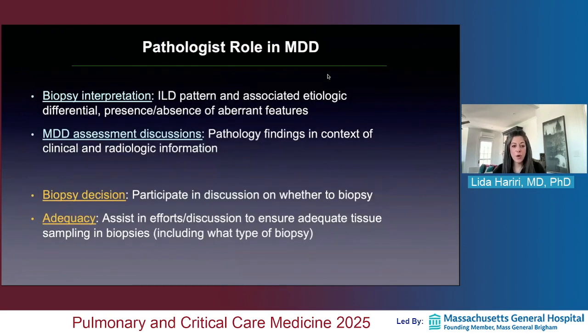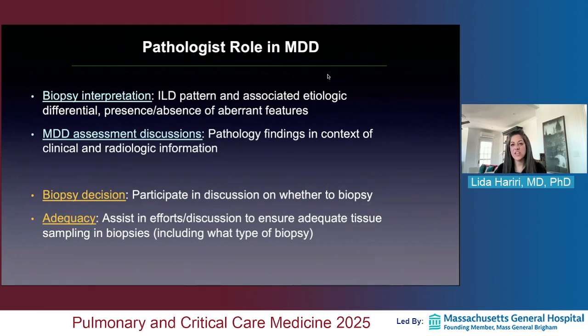Okay, so now the role of the pathologist in MDD. I think there's the classical things that we've always thought about, that if a biopsy's been done, yes, we really need a pathologist there to be able to assess what the pattern is, what's the etiologic differential that's associated with that pattern. Is there a presence or absence of specific features that might indicate an etiology very specifically, such as peribronchial granulomas, which we'll talk about, versus lymphoid aggregates in CTD? We then take the context of those findings and discuss them in the clinical and radiologic context.